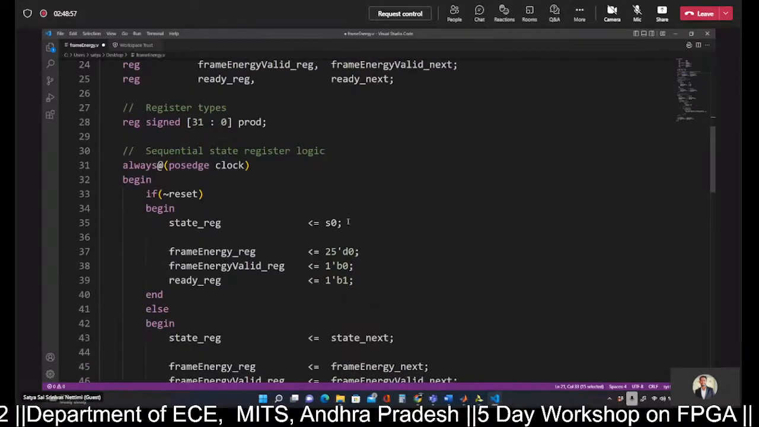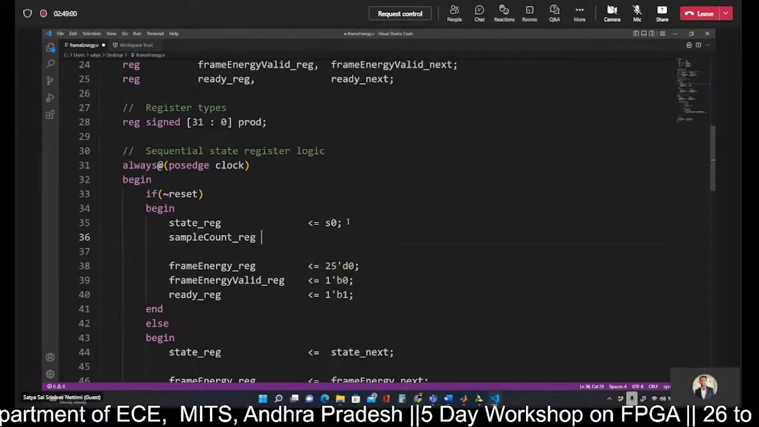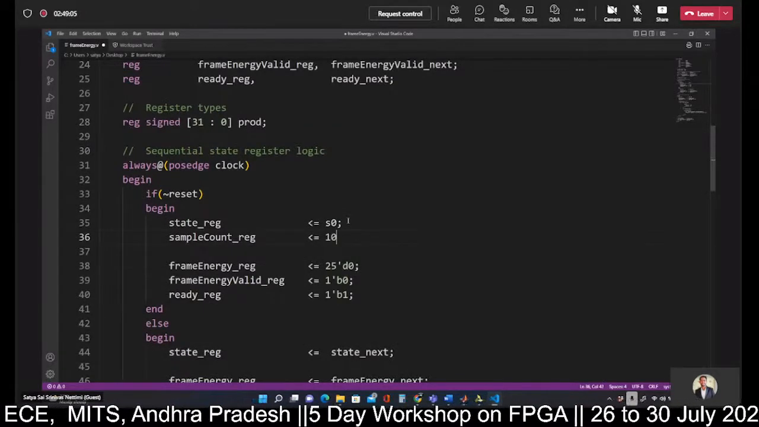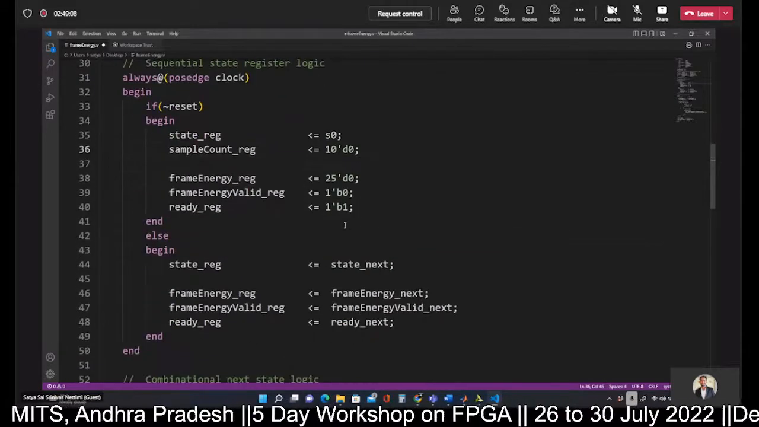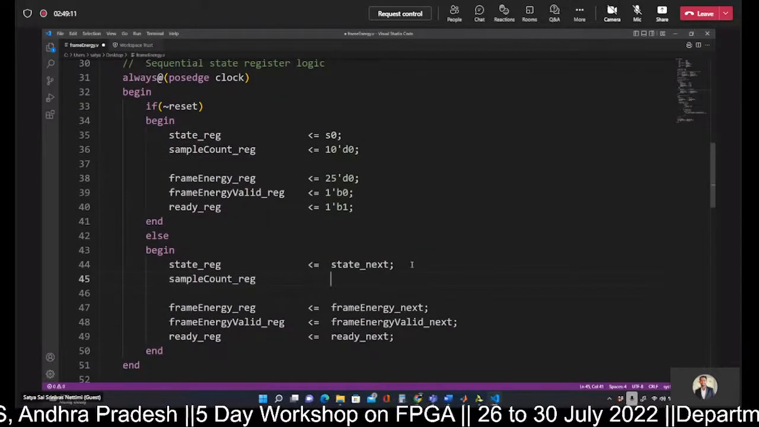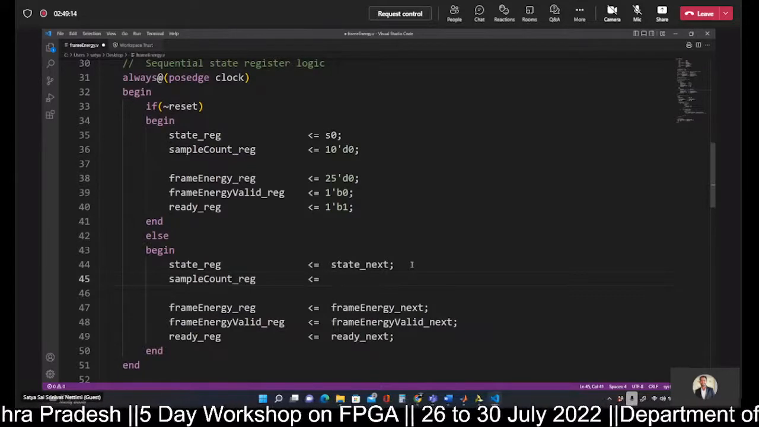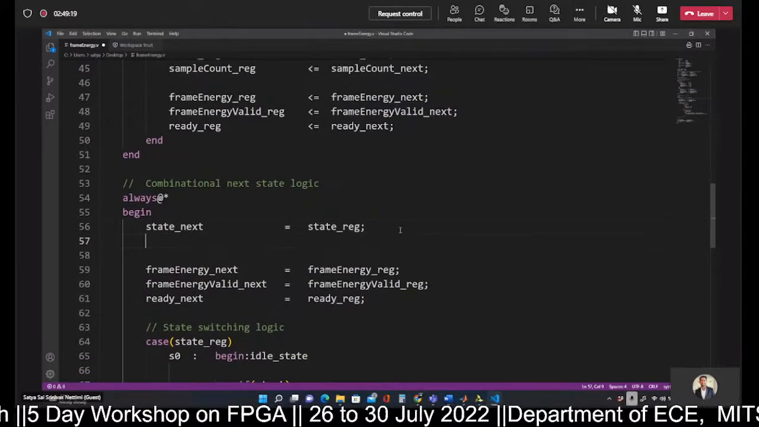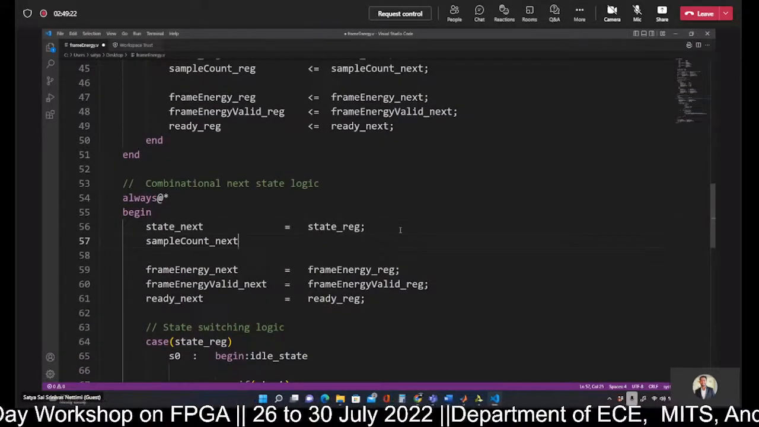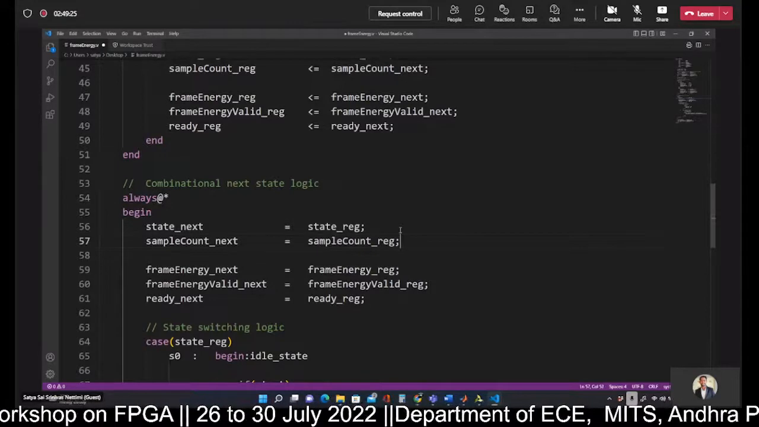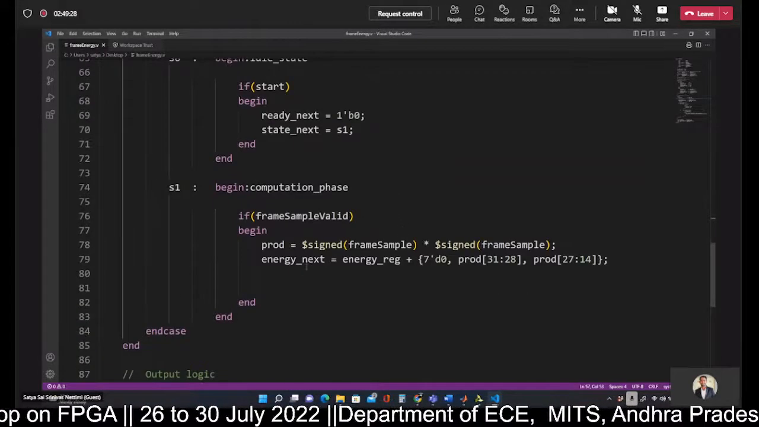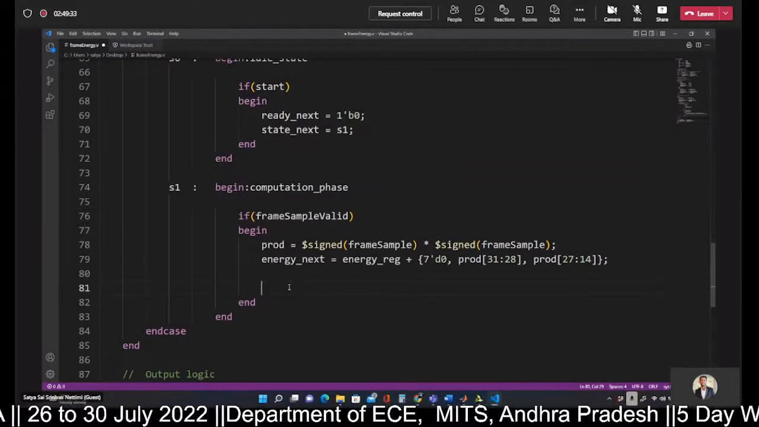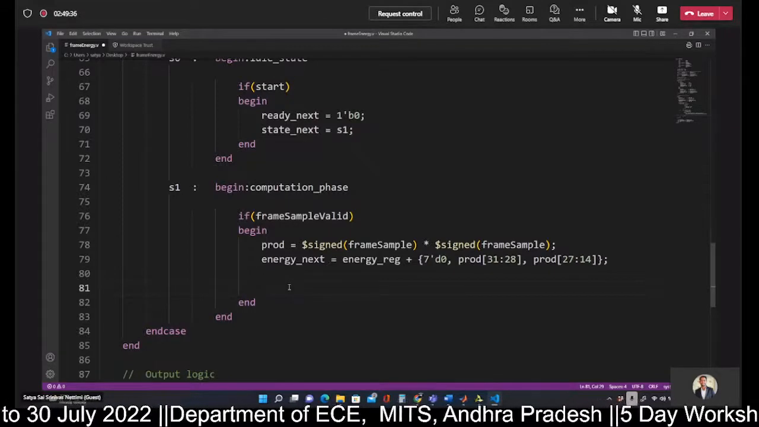So when we are resetting the module, sample_count_reg should be 10'd0, it should be reset. Otherwise, sample_count_reg should be sample_count_next. In the combinational logic, the next default value should be equal to the sample count. But in the computation, we have to check the counter register.